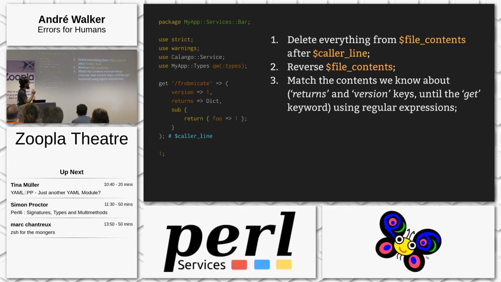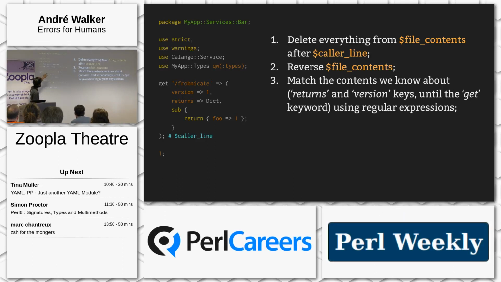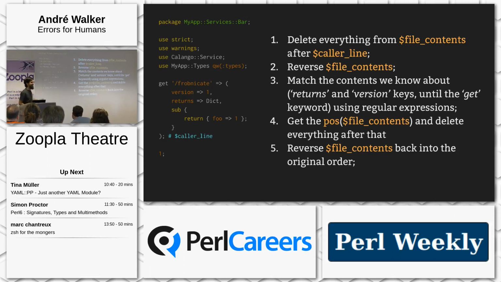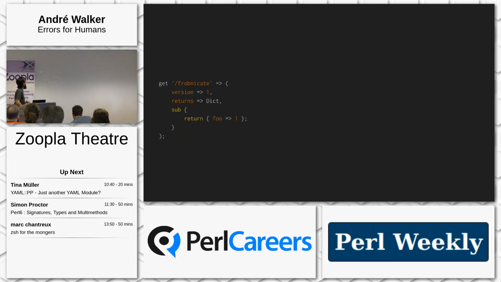I match everything I know about, because this is not a hash ref, so I have the order of the arguments. So I know there is a returns here, I know there is a version here, I know there is this string, and I know the function key. So I generate a regular expression and match until there. I get the pause, and I delete everything after that, and I reverse back. So now I have this snippet. Right. So this is what I have at this point.